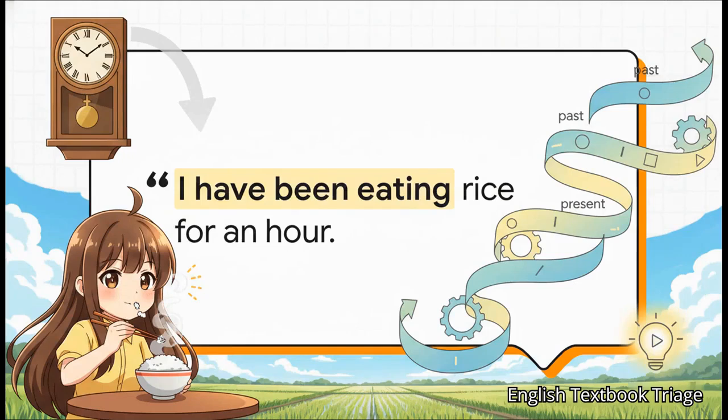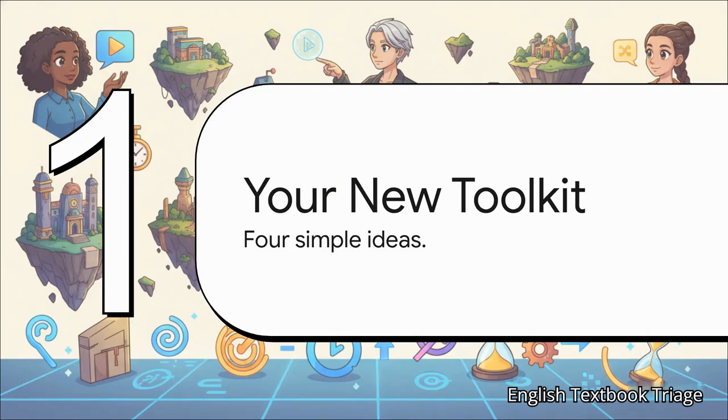Check this out. I have been eating rice for an hour. This connects a starting point in the past, an hour ago, to right now, the present. And the really important part is that it emphasizes the duration. The message isn't just that I ate, it's that I've been doing this nonstop for a whole hour. And that's it. By mixing and matching those 4 core ideas, we've built all 12 tenses.